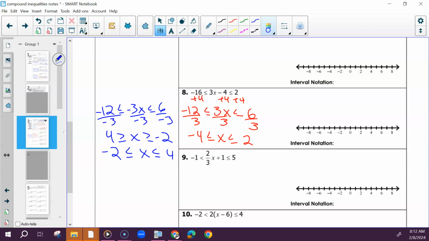Go ahead and graph that. If you want to draw the arrows, you can. I'm not going to do that. And then what would the interval notation be? Negative 4 bracket, and then 2 bracket.